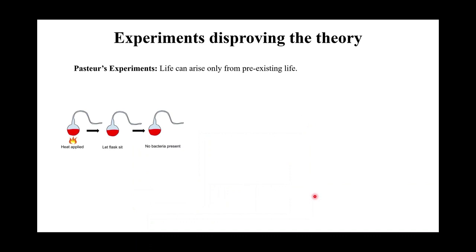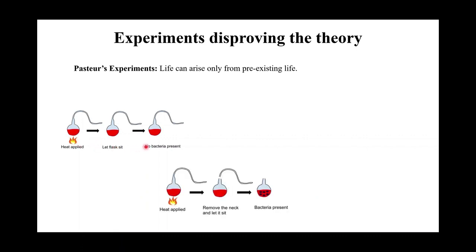And the third set of experiments was by Pasteur. So again, he also said that life can arise from pre-existing life. So he did the same thing. He applied heat, let the flask sit, and he found no bacteria. Then the most important feature of this experiment, or how his experiment can also be termed, is called the S-shaped flask. So S-shaped flask means that there is this.